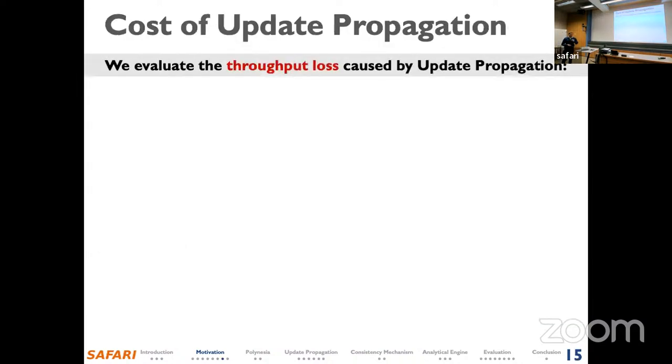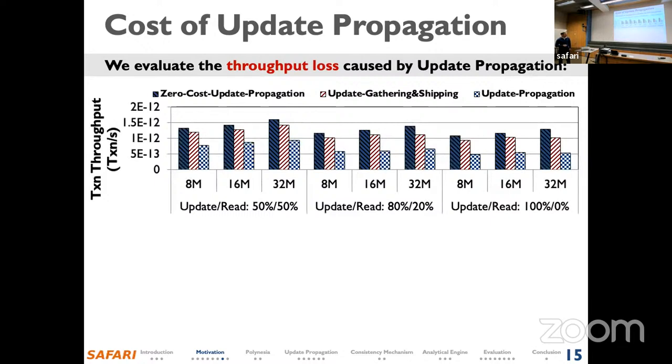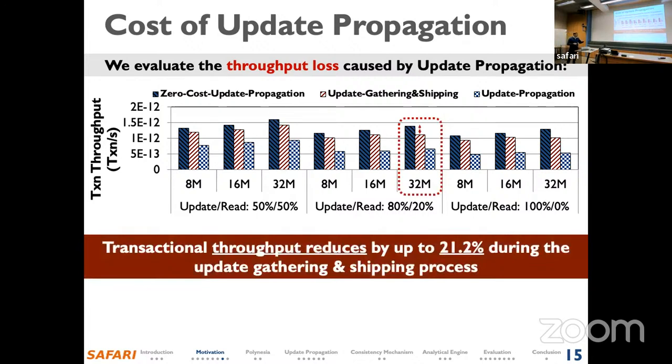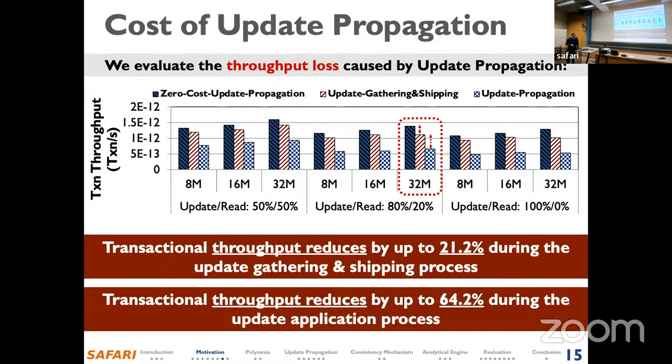Again, we analyzed the cost of this update propagation process, and again we saw some performance flaws. In this plot, for different ratios of updates and reads in the system, and for different numbers of analytical queries, we see the throughput of the system. We have three configurations. The first is an ideal system where update propagation has zero cost. Then there is one that does only update gathering and shipping, and another that does the complete update propagation process. We see a reduction in transactional throughput of 21.2% doing the update gathering and shipping, and a further loss in throughput of 64.2% doing the entire update propagation process.